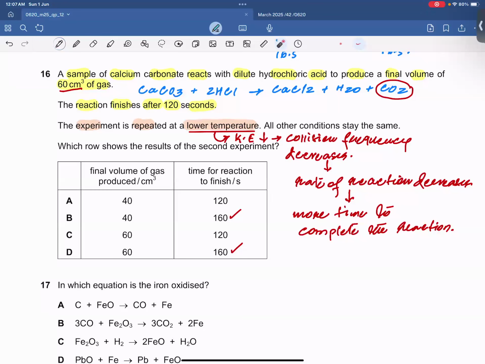Now, final volume of the gaseous product will remain 60. Why? Because all other conditions stay the same. So volume is same. On the basis of that, D is going to be the right answer.